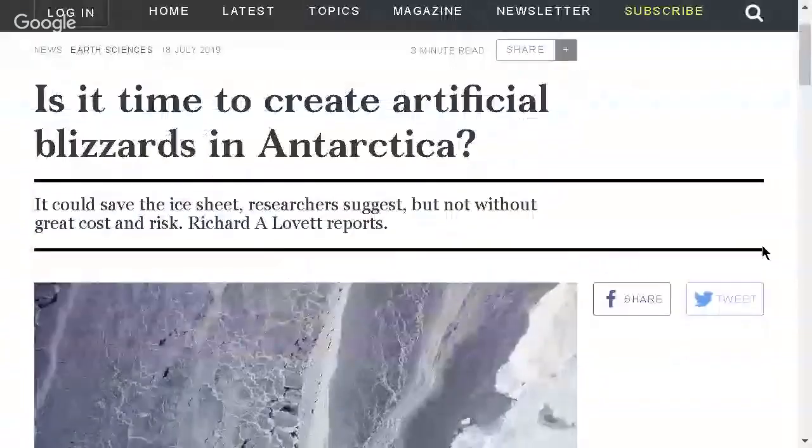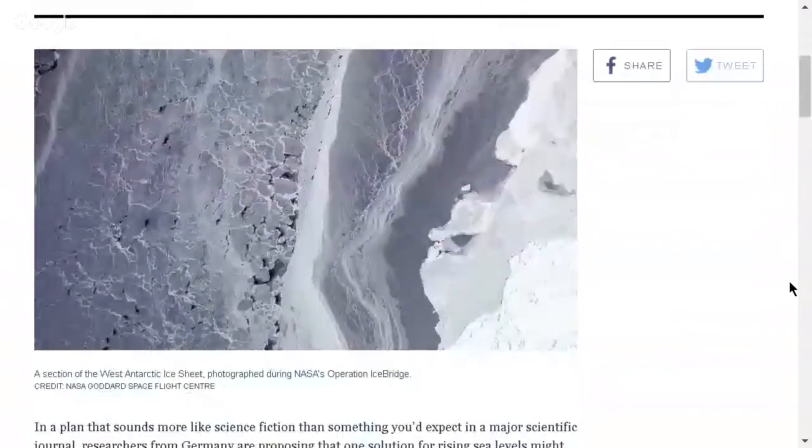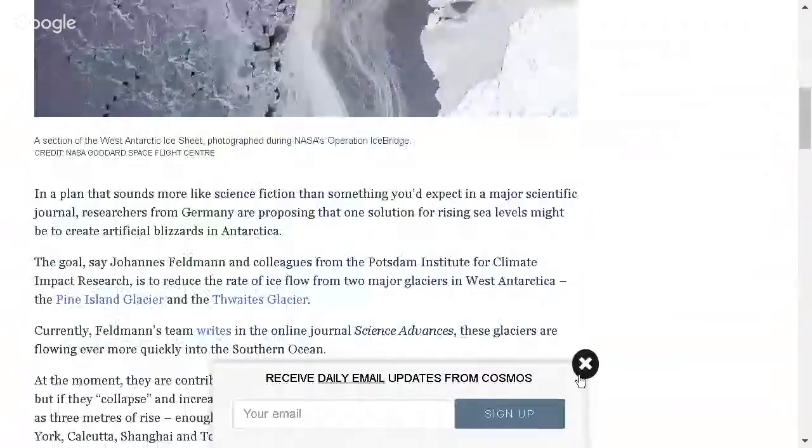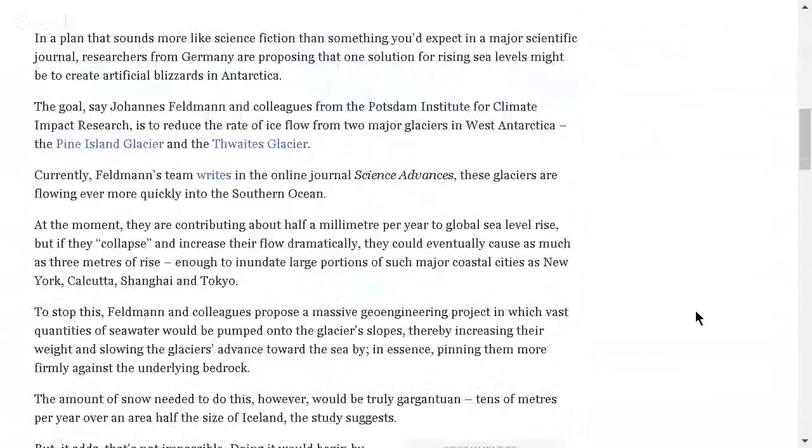Check out Cosmos Magazine. One of the dumbest articles I've seen lately. I think this one might be, yes, this one's much dumber than carbon sequestration. "Is it time to create artificial blizzards in Antarctica?" Links to this ridiculous article. Actually, it's a good article about a ridiculous idea.